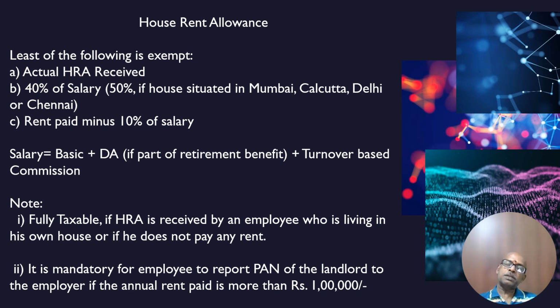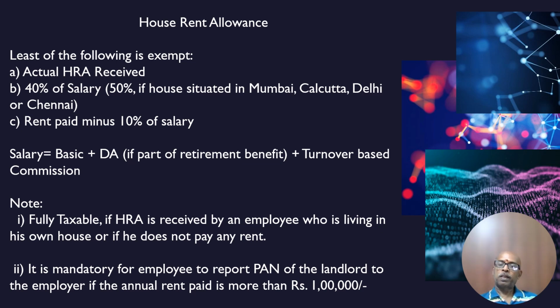Assuming that he pays 15,000 rent. So 2,000, 10% value, you deduct, 13,000. You have 13,000, one value is the HRA 10,000, 40% is only 8,000. So 8,000 is paid.